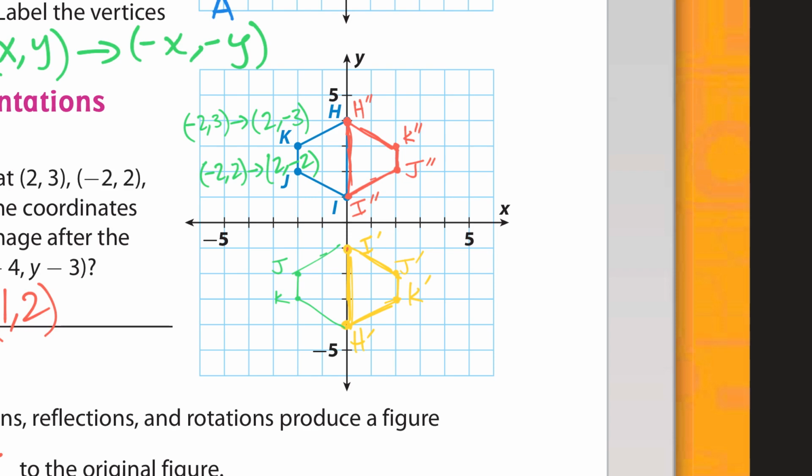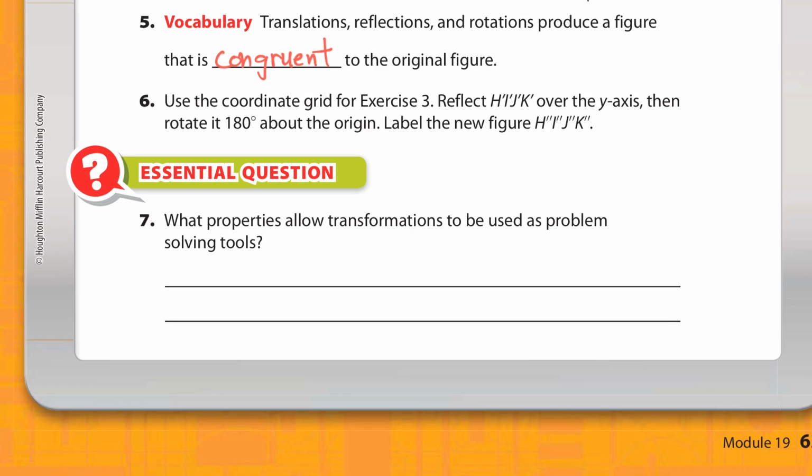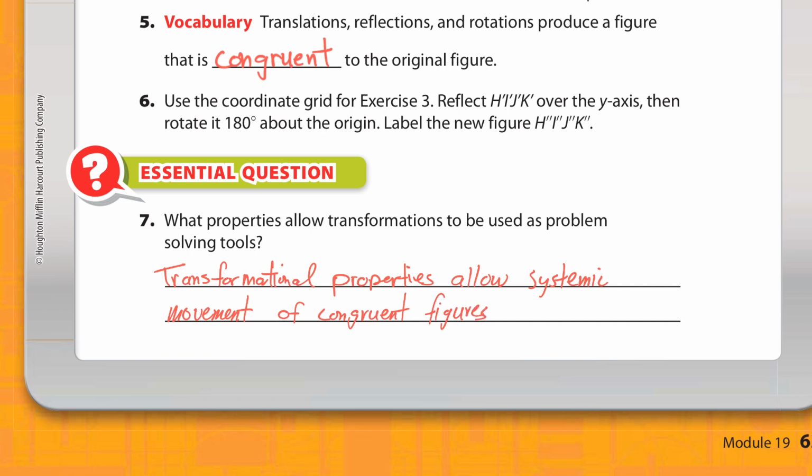Okay, finally, we have the last question. What properties allow transformations to be used as problem-solving tools? Well, let me fill it in for you. What we could say is transformational properties allow systemic movement of congruent figures while maintaining or adjusting their orientation.